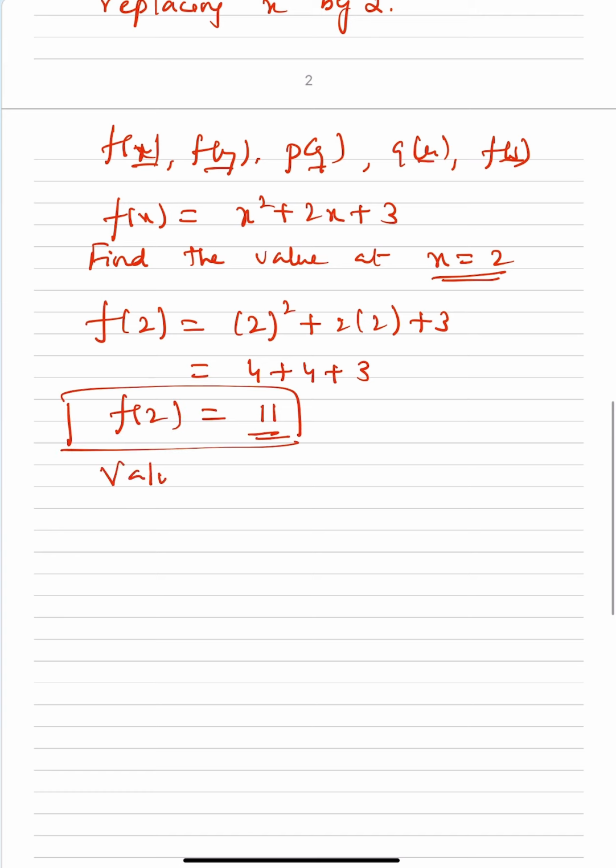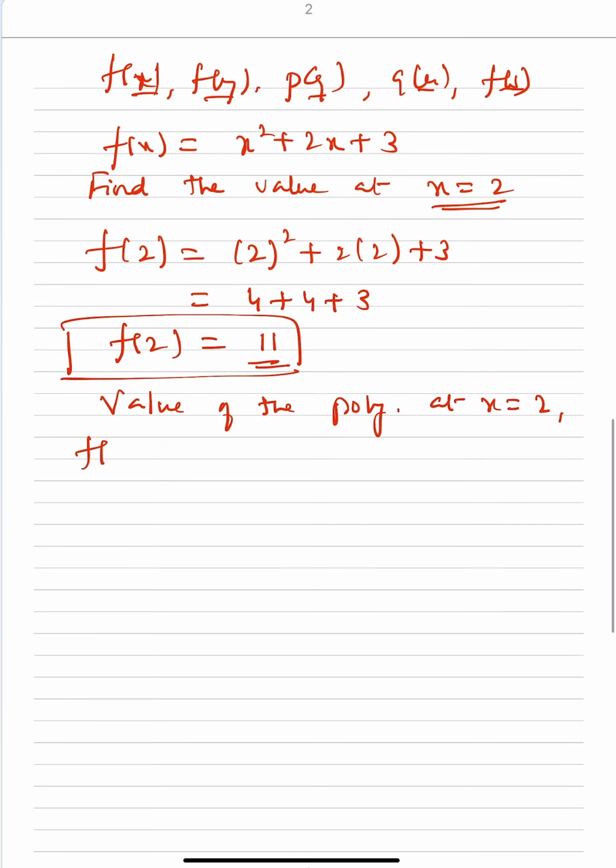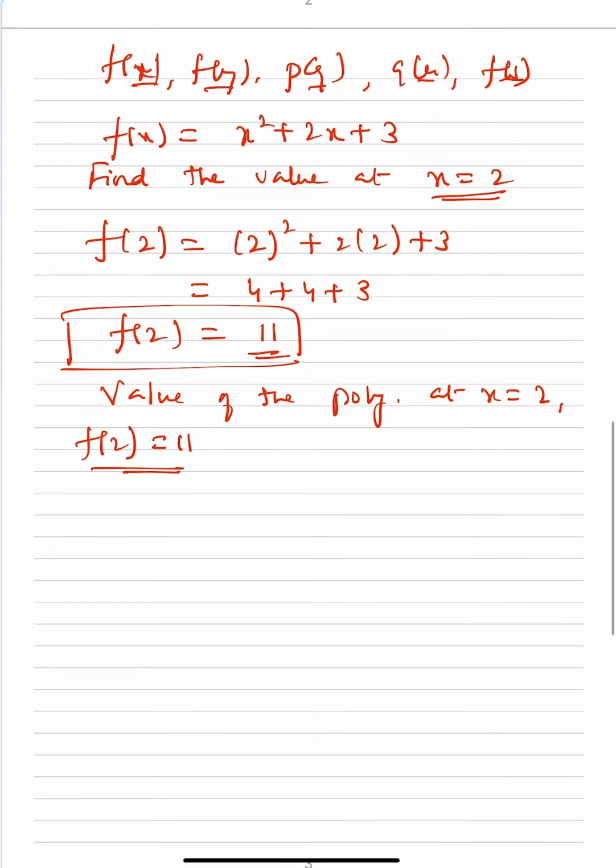I will write value of the polynomial at x is equal to 2, that is f of 2 is nothing but 11. Okay, this is the way you find out the value of a polynomial.